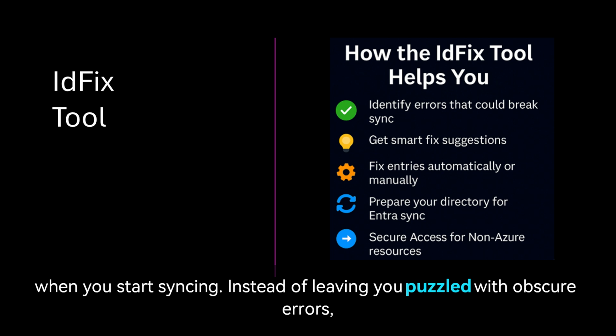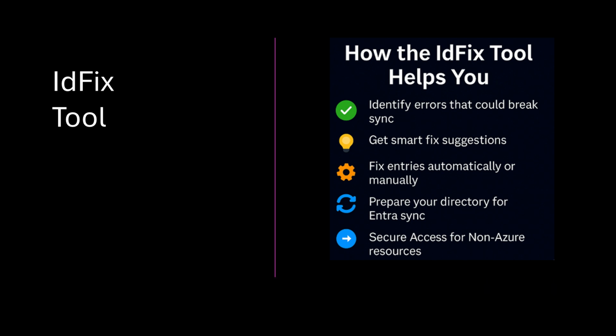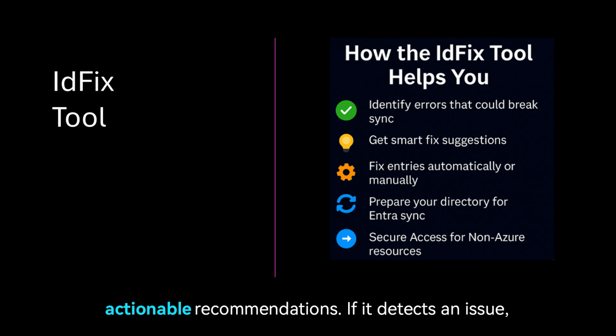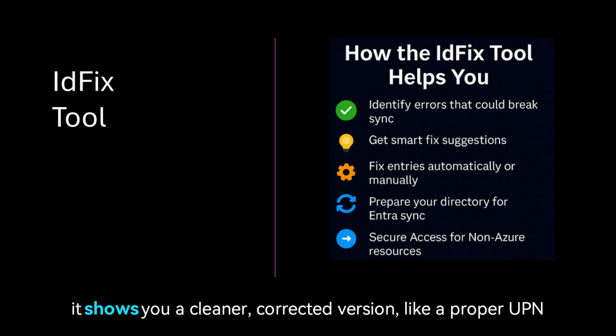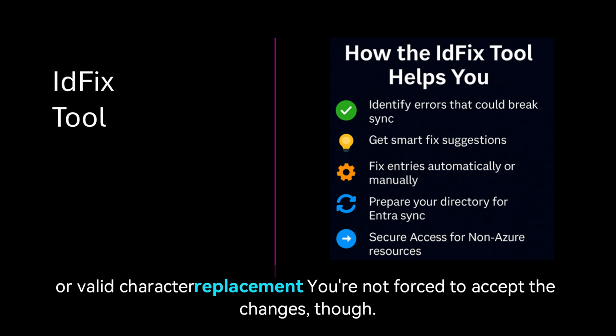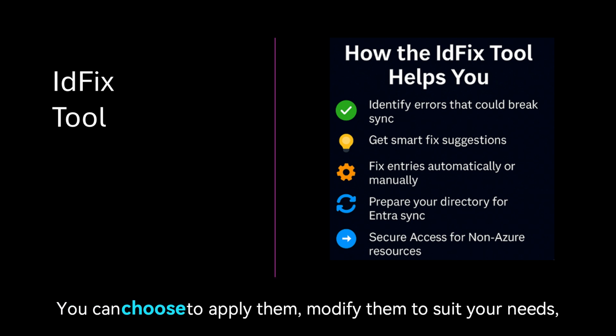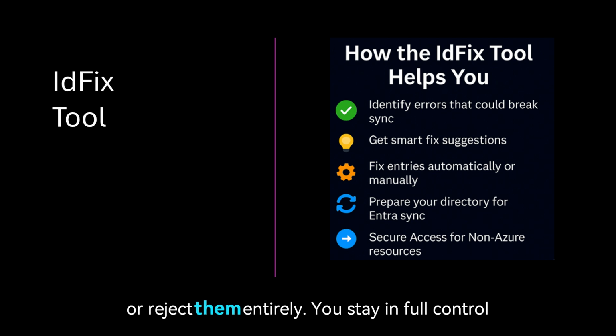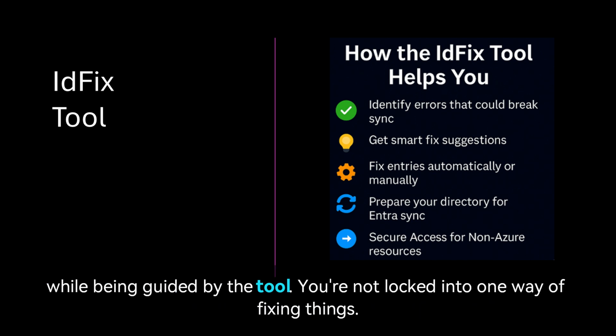Instead of leaving you puzzled with obscure errors, IdFix gives you clear, actionable recommendations. If it detects an issue, it shows you a cleaner, corrected version, like a proper UPN or valid character replacement. You're not forced to accept the changes, though. You can choose to apply them, modify them to suit your needs, or reject them entirely. You stay in full control while being guided by the tool. You're not locked into one way of fixing things.